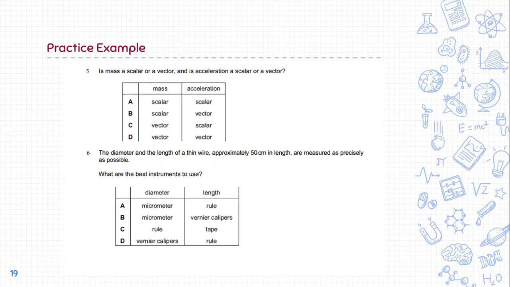The next question is, the diameter and length of a thin wire, approximately 50 centimeters in length, are measured as precisely as possible. For length, we're going to have to use a half meter rule or a meter rule. And then it's a thin wire, so a micrometer screw gauge is the most accurate instrument for this reading. So the answer is A.